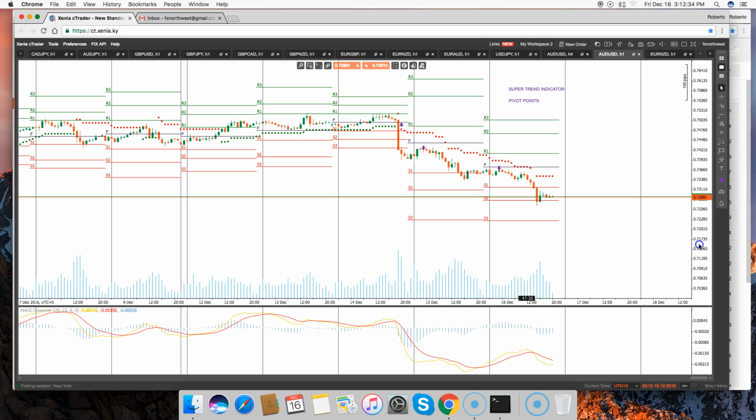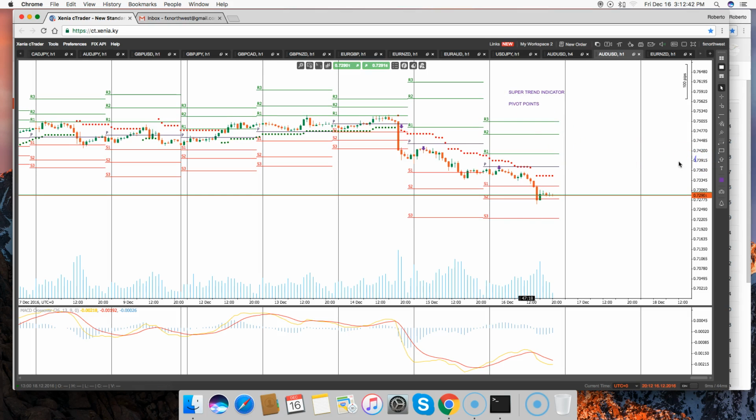So that's it for this tutorial. So to recap, just make sure to use a super trend indicator and pivot points. These are your 2 indicators that will guide you and help you confirm directional bias. If all 3 time frames are lined up, then that usually indicates a 2 or 3 day rally or sell-off.